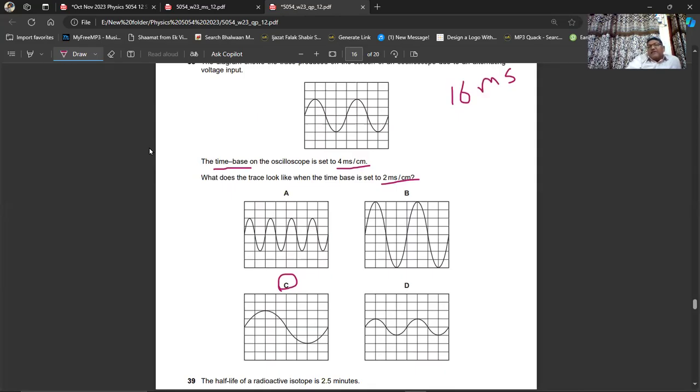So that trace is given there, and I checked that to complete one wave, they have used 1, 2, 3, 4 squares. So that means 16 milliseconds. The time period of that wave is 16.